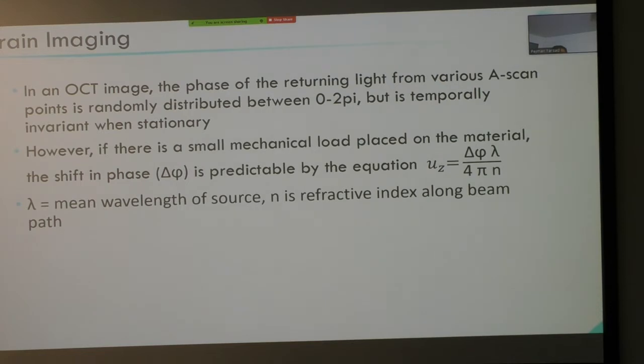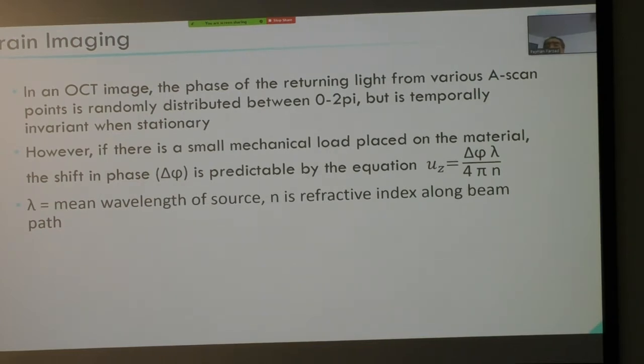With strain imaging, when you take an optical coherence tomography image, you get a phase array, a phase image based on the Fourier transforms. So this is randomly distributed through the sample from 0 to 2 pi, but is temporally invariant. So it means if you take scans of the same place over and over again over time, nothing changes. But if you apply a small perturbation, so you move the material slightly, the phase changes a little bit. The change in phase can be linked to the displacement of the materials within the sample, like by this equation, and so we can come up with a measure of strain or local deformation within the material.